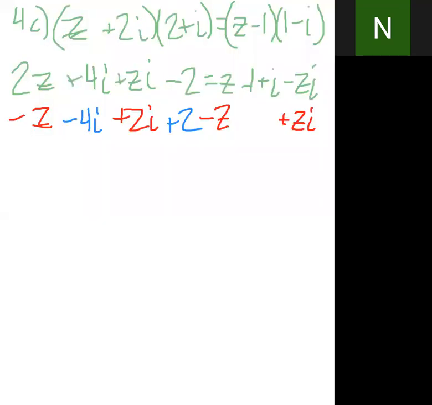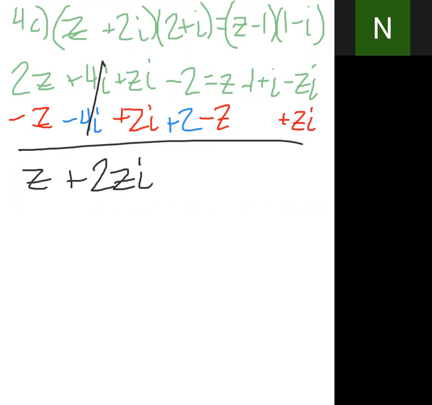Okay, so from there, now I am just going to simplify. So I'm left with z, this cancels, plus 2zi, this cancels, equals, this cancels, and then, oh, sorry, I didn't finish writing, minus 4i plus 2, so this becomes 1 minus 3i, and then this cancels. Okay, so from here, I'm still trying to solve for z.